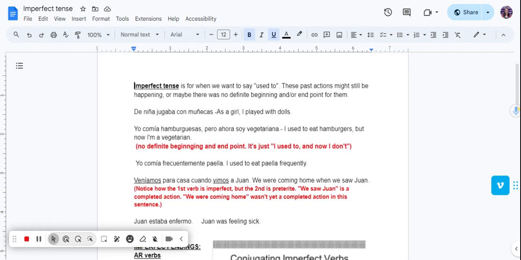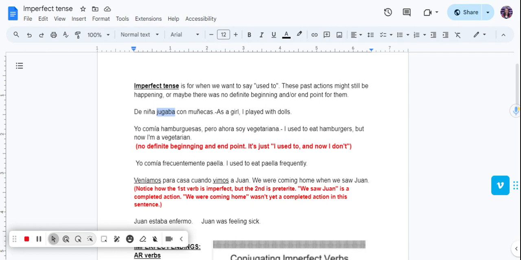So if you look at this sentence here where it says de niña, which means as a girl, jugaba, and you might recognize that from the verb jugar, which is an AR verb. And when we put AR verbs in the imperfect tense, you see this aba ending. And I'll show you all the endings down below, but I want you to get a sense for the fact that this means I used to play. De niña jugaba con muñecas. As a girl, I played with dolls.